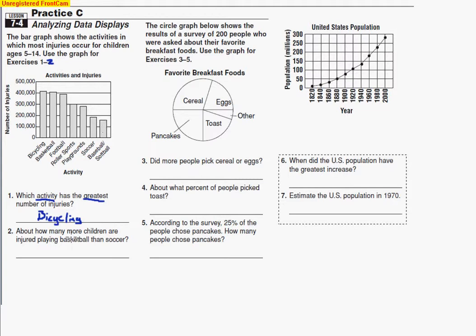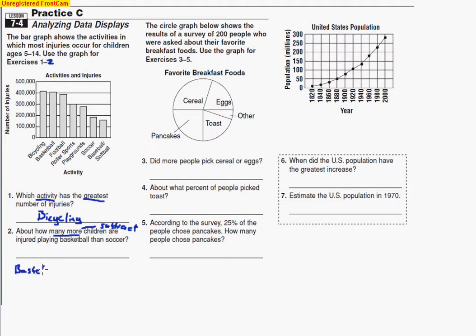Well, now they're asking about how many children are injured playing basketball. How many more children are injured playing basketball than soccer? So how many more means that we're going to end up having to do something with those two amounts. How many more tells me I need to subtract those numbers. And so the first thing to do is to find the amount of injuries with basketball. So let's write down basketball.